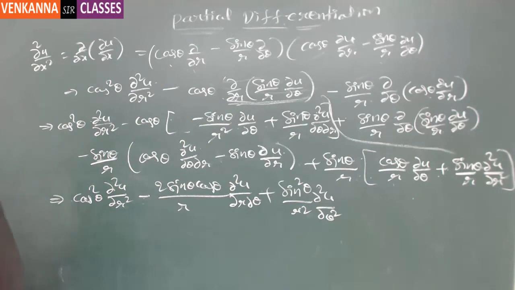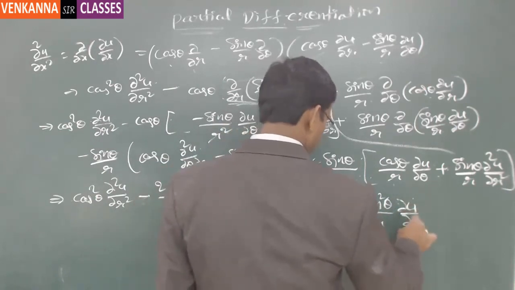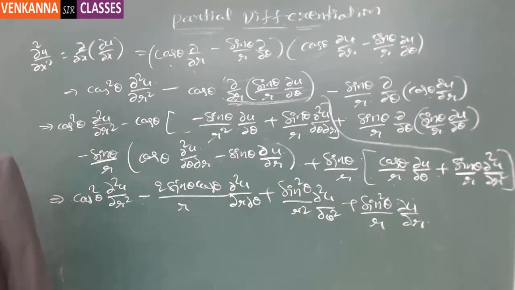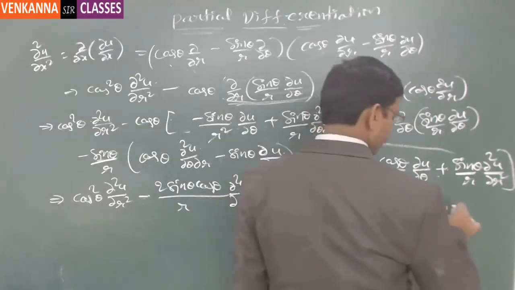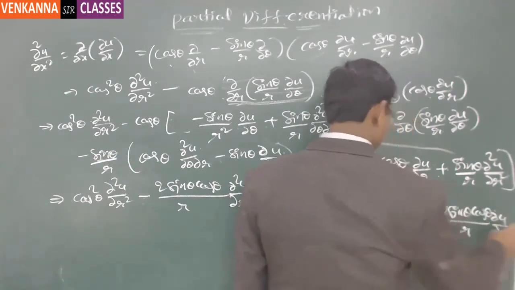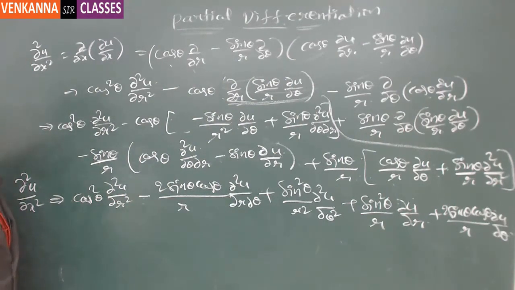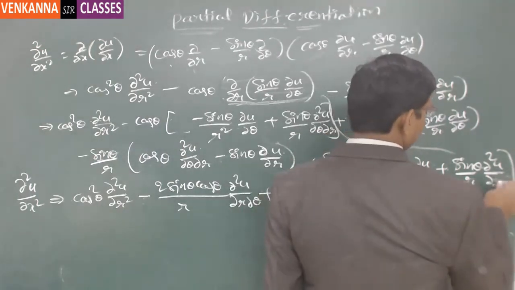Sin square theta by r into dou u by dou r, plus 2 sin theta cos theta by r square into dou u by dou theta. So this is how actually you are going to get the dou square u by dou x square value. Got it? This is theta square, I think.